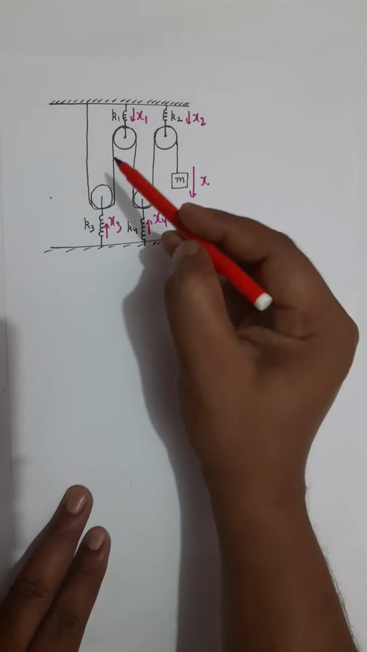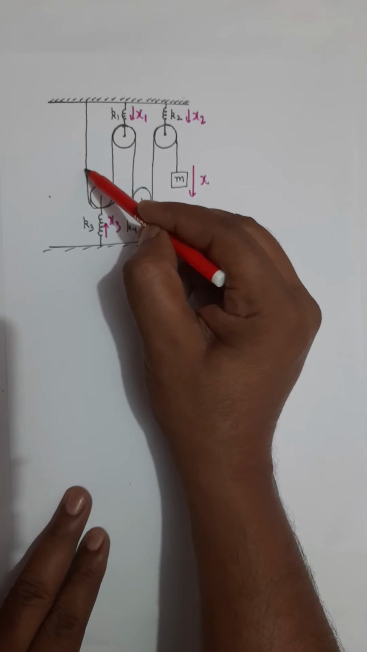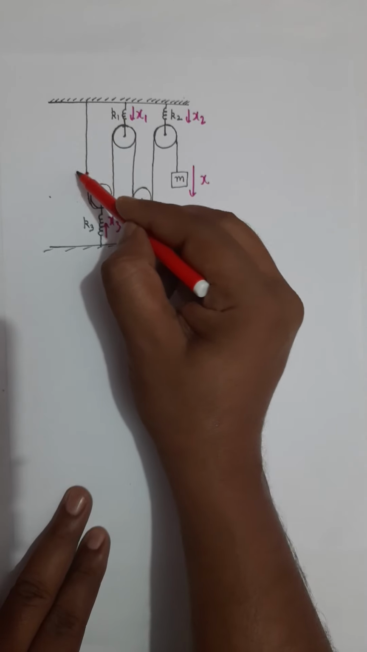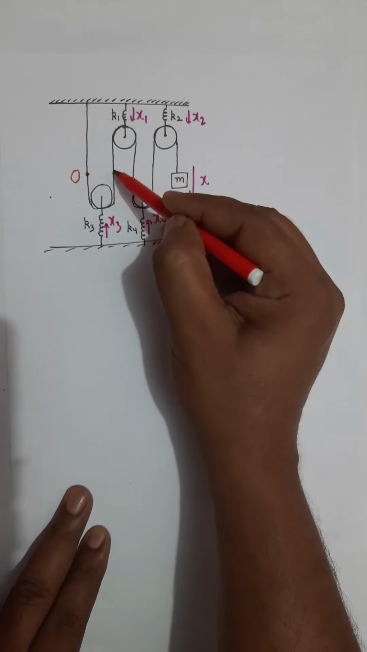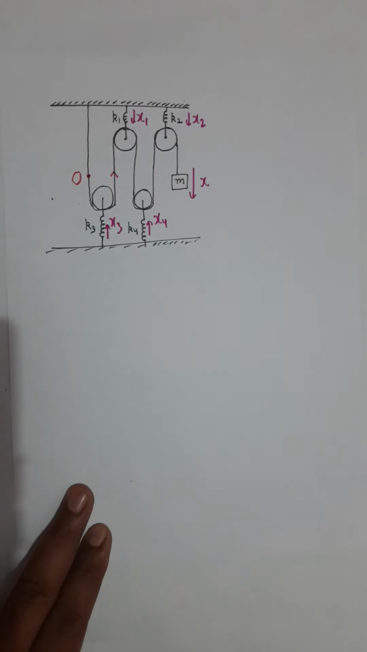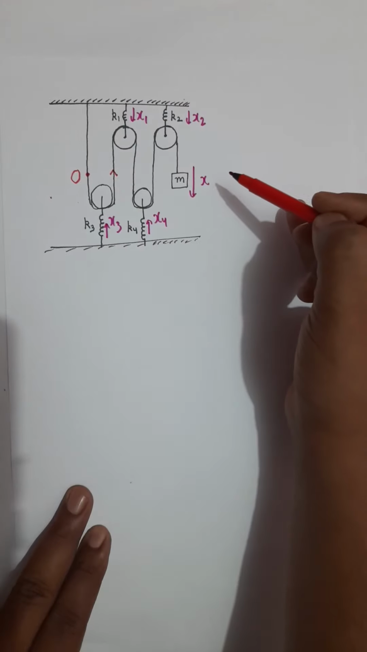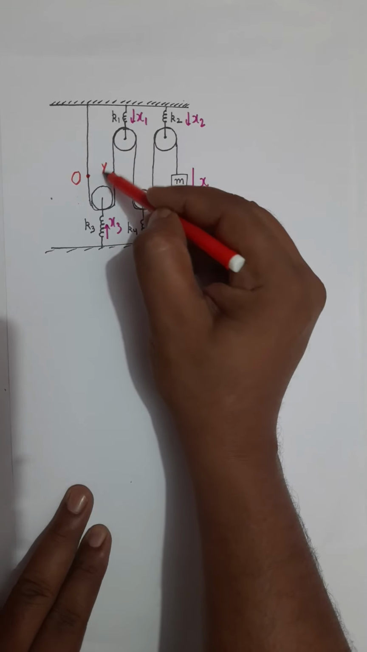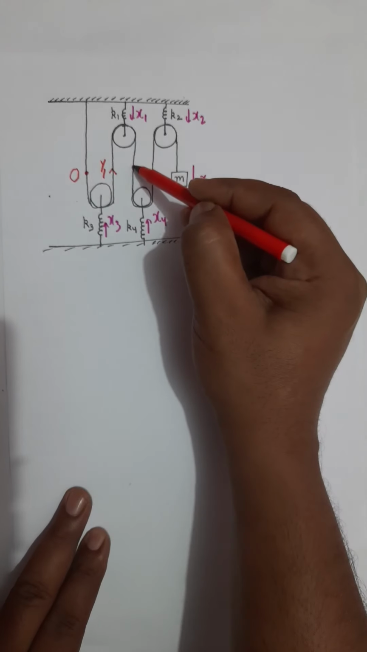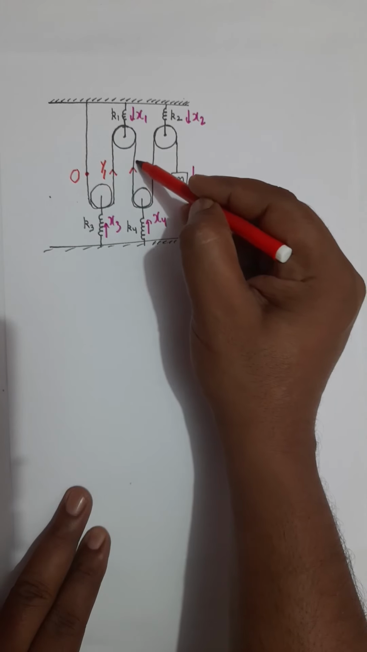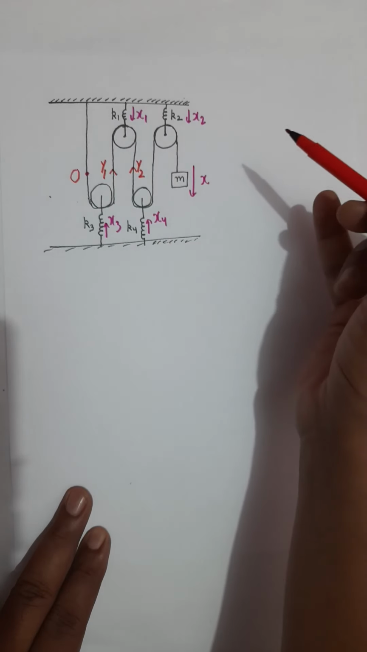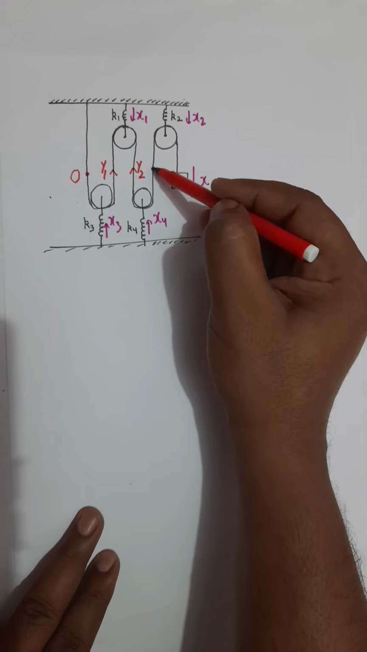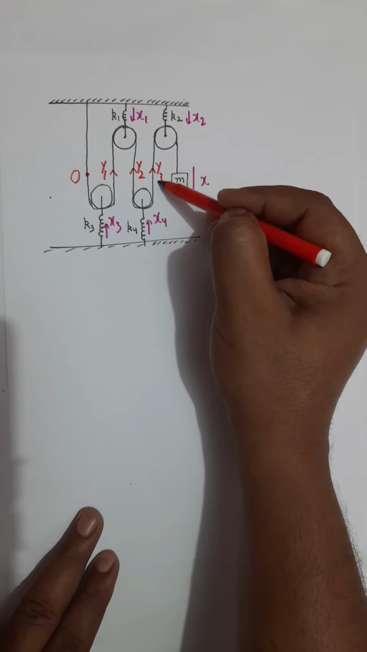I will assume something. This portion of string is at rest. It is fixed to the upper end, so this portion is fixed, so it has zero displacement. I assume this portion of string to be moving upward by a distance, say y1. I assume this portion of string to be moving upward by distance y2. All are my assumptions. And I assume this portion of string to be moving upward with a displacement of y3.